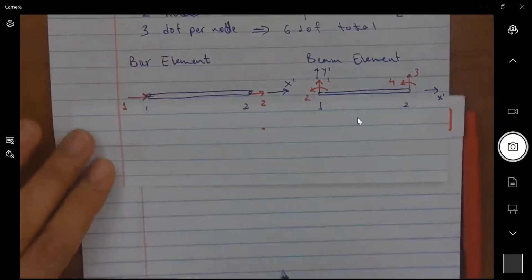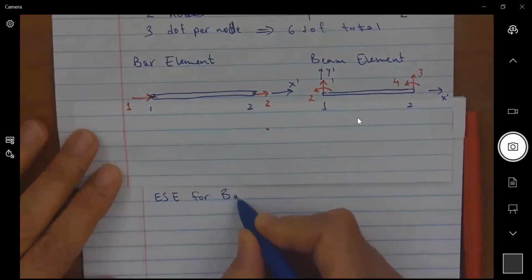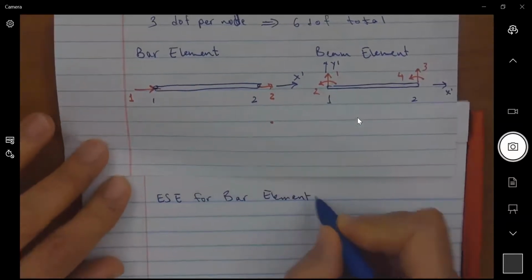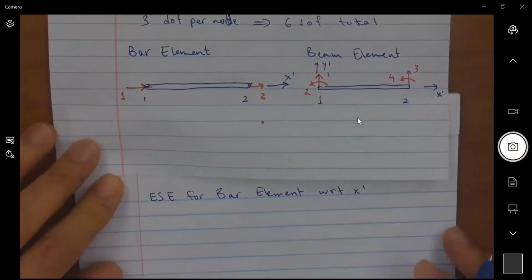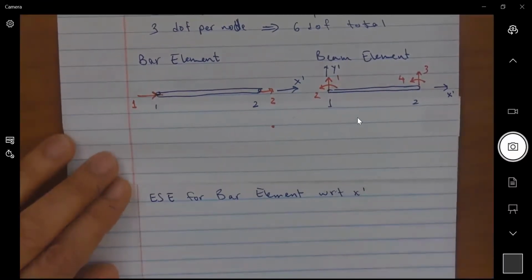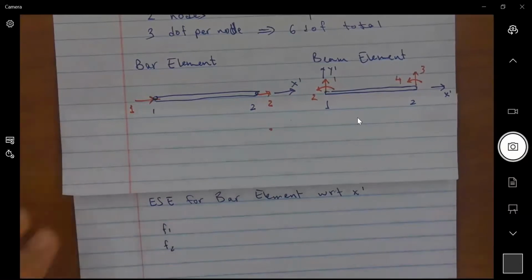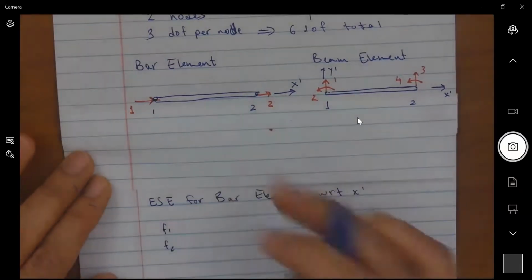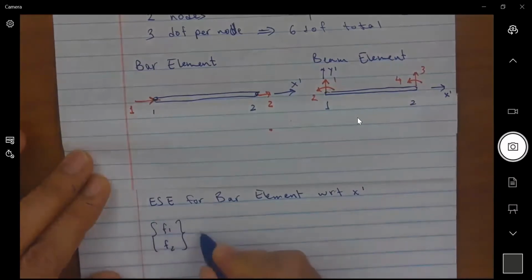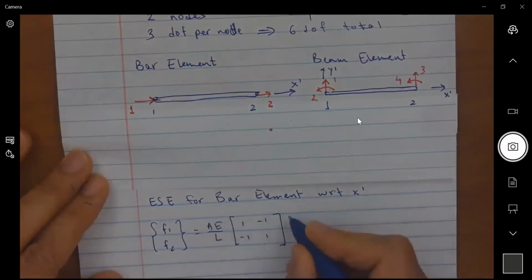So what I'm going to do here is write the element stiffness equations for the bar element with respect to x prime, the local axis. So we had F1 and F2, based on this notation, equal to AE over L multiplied by the matrix 1, minus 1, minus 1, 1, multiplied by U1 and U2.